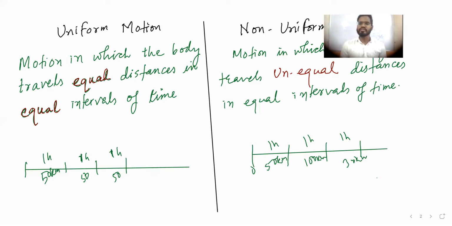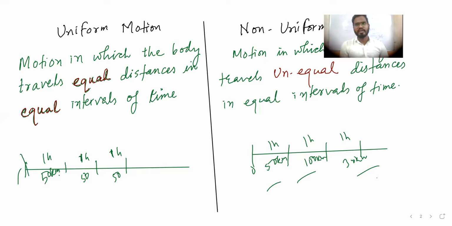Non-uniform motion is one in which a body travels unequal distances in equal intervals of time. Suppose a particle starts from 0, and in the first hour it covers 50 kilometers, then in the second hour 100 kilometers, and in the third hour 30 kilometers. So that is non-uniform. Hope you understood.